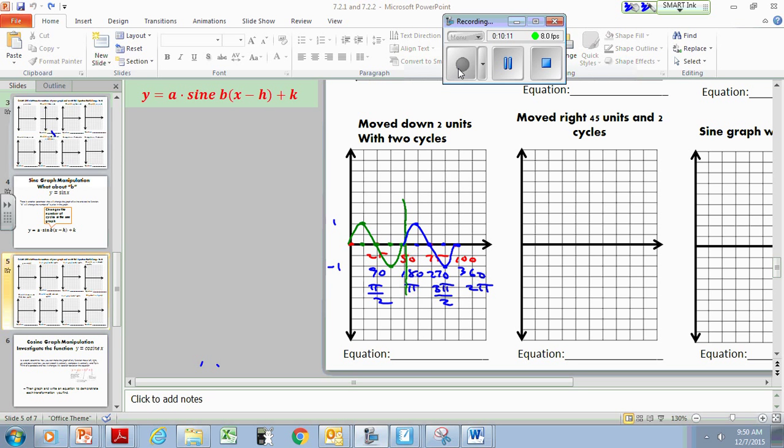What's the equation for that? Thanks for asking. Sine x. I'm going to put a parenthesis around that x, which technically I don't need because there's not a lot going on, and I'm going to put a 2 there. It's not always 2. They just happen to ask for 2 cycles.